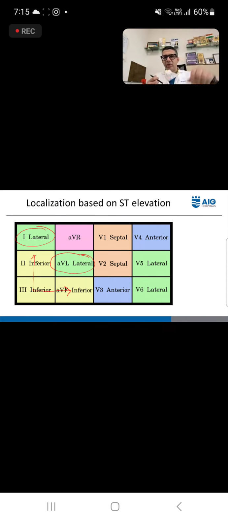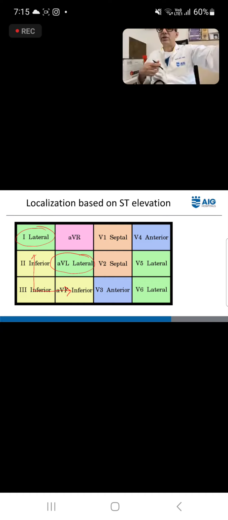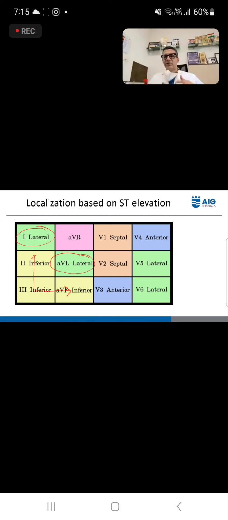So anterior, we said it starts with V1 and then starts moving laterally. So V1, V2, V3, V4, V5, V6. And previously, V1, V2 were considered septal and V5, V6 were considered anterolateral, but nowadays those terms are not used. So V1 to V6, they are considered to be anterior.